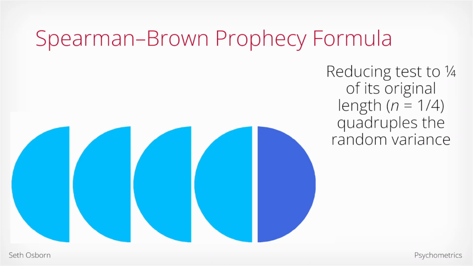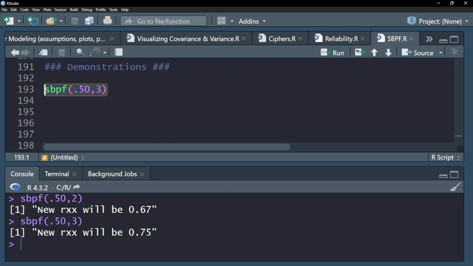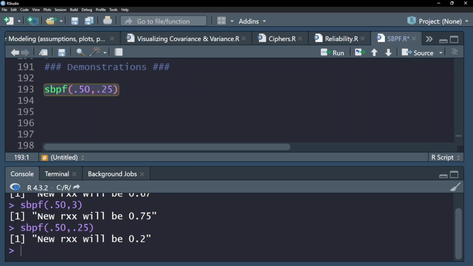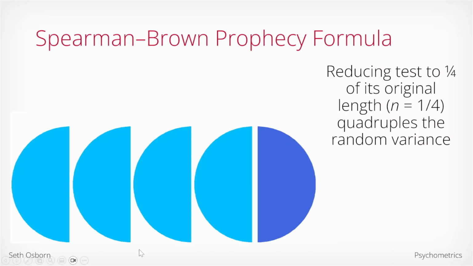Not great. Let's just double check that in R real quick. So now we're saying, what did we say? We cut it down to 1/4. So we can say 1/4, or we could say 0.25. Doesn't really matter, same thing. Yep, reliability decreases to 0.2, as we knew it would from this visual demonstration.